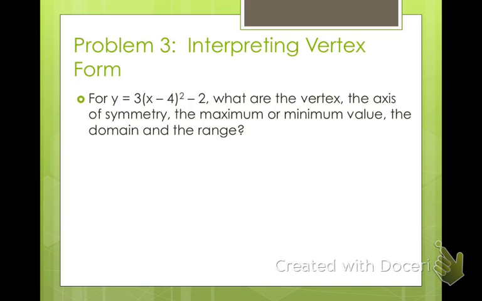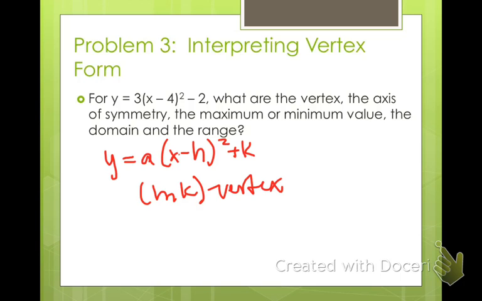So for this one, y equals 3 times the quantity x minus 4 squared minus 2. What is the vertex, the axis of symmetry, the minimum or maximum value, and the domain and range? For this one, we're going to look at our vertex form, y equals a times x minus h squared plus k. Do you remember that h, k is always our vertex? Well, in this case, h, k would be 4, negative 2. So it's moved right 4 and then down 2 for our vertex. So that's the first question.